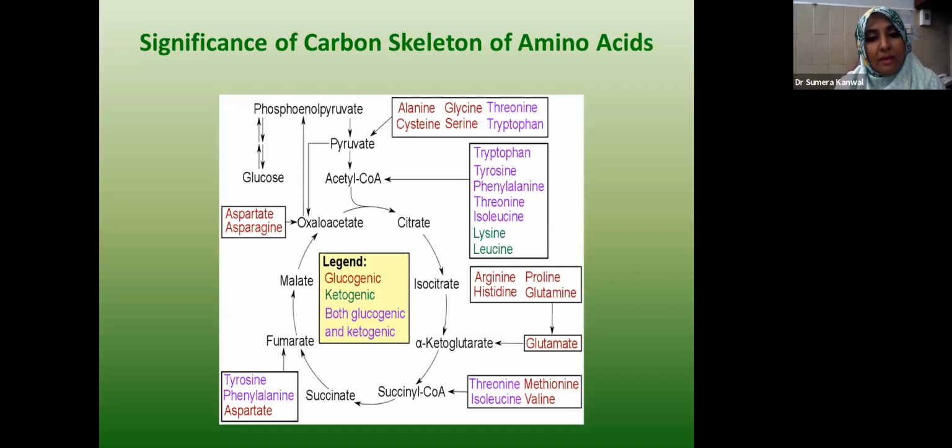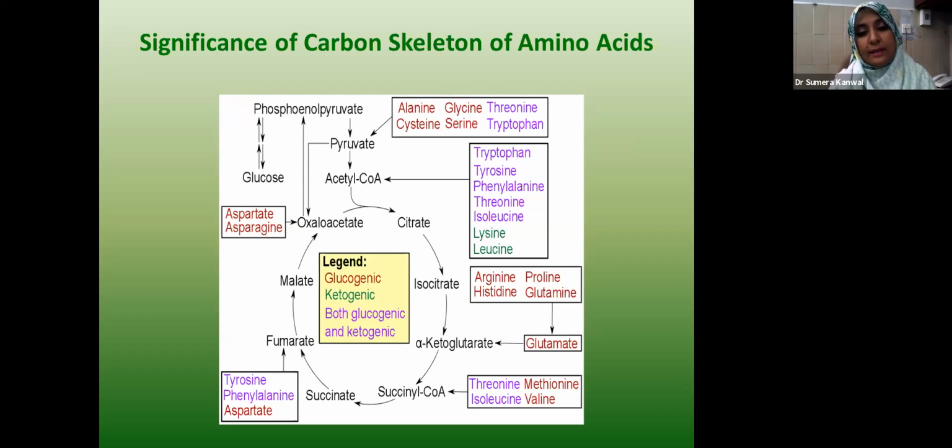Acetyl-CoA, which is coming from the degradation of tryptophan, tyrosine, phenylalanine, threonine, isoleucine, lysine and leucine. If oxaloacetate is available, this acetyl-CoA combines with oxaloacetate and enters into the citrate TCA cycle. But if oxaloacetate is not available, this acetyl-CoA can be utilized for fatty acid synthesis or for ketone bodies formation.